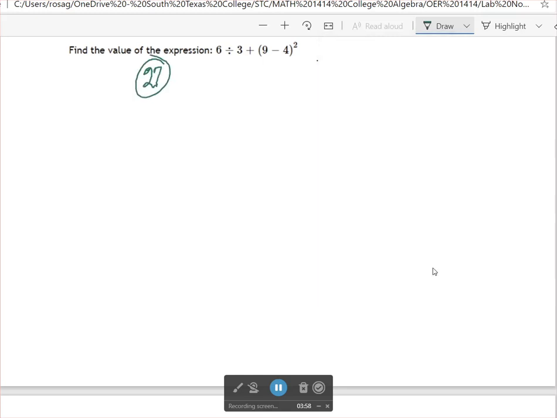Now, if you're going to do it by hand, you can. The first thing is you always do the exponent. So 9 minus the inside of the parentheses. Remember, you're following PEMDAS: parentheses, exponents. This one says multiply and divide.